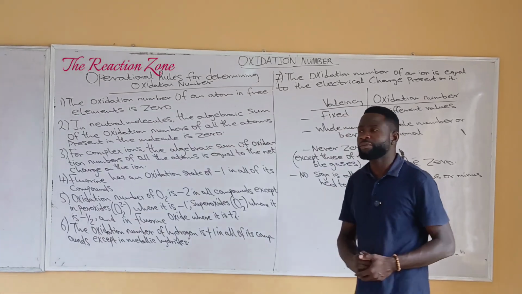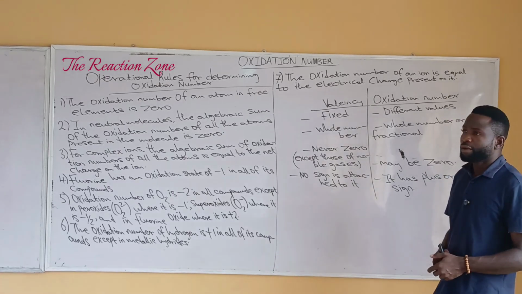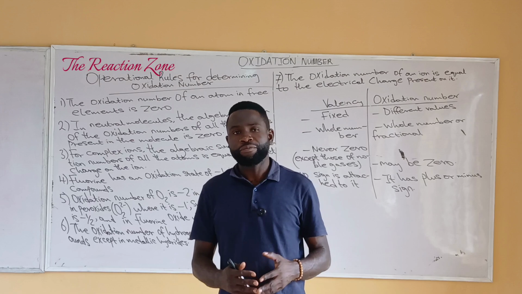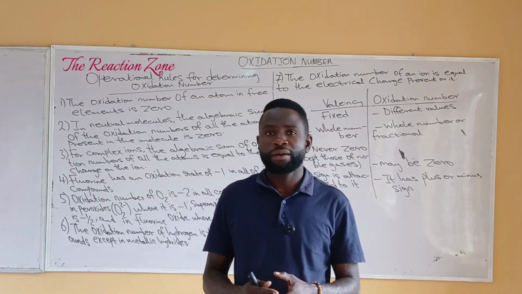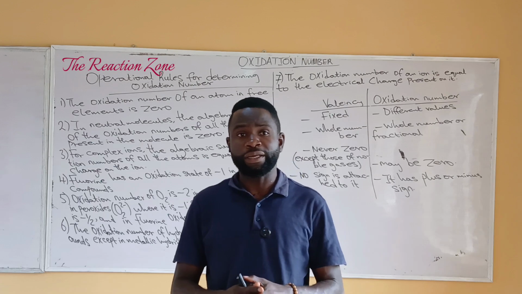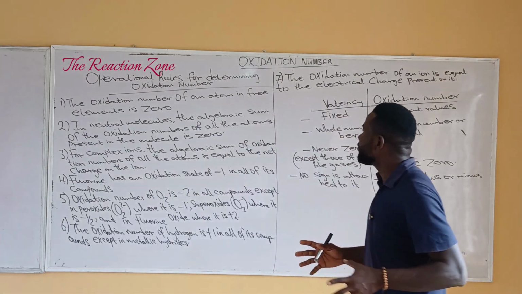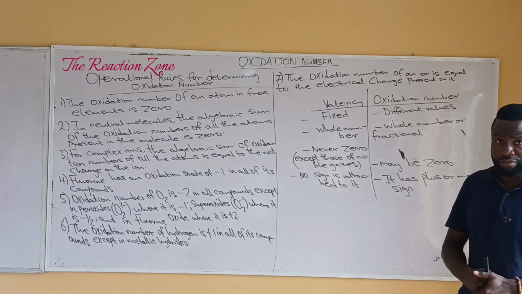In today's lesson, we're going to look at oxidation numbers. Oxidation number is the charge, which can be real or imaginary, which an atom appears to have in combination. There are several rules for determining oxidation number.